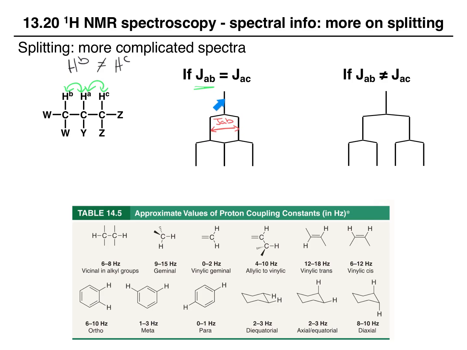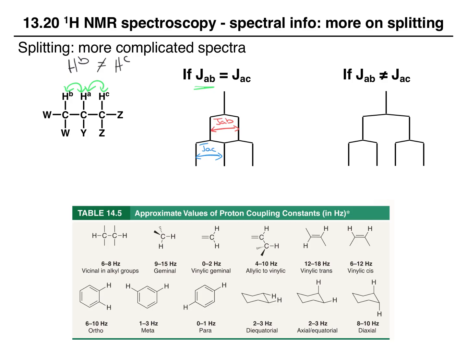So instead of seeing this, we would see 2 due to the neighbor B. But A is also split by C. So this is going to be split into 2, and this is going to be split into 2. So this is the J for the AC.